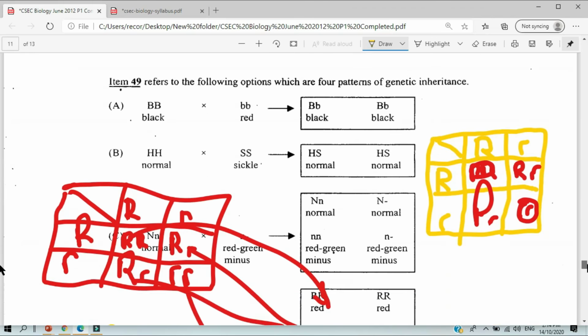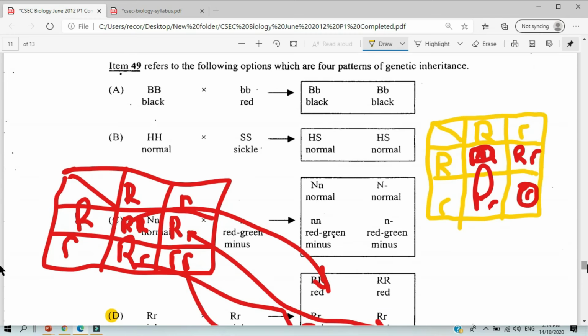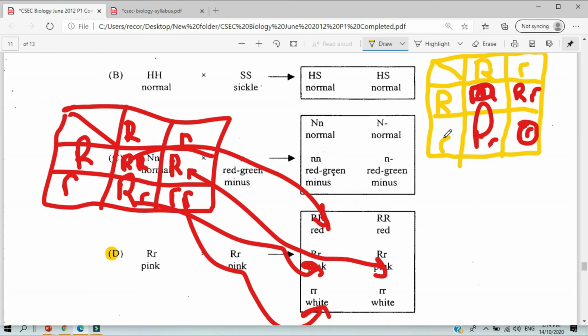49, we go up into genetics, and I did some crossing on this paper here based on what I thought the answer was. So 49 refers to the following options, which are four patterns of genetic inheritance. Now here I have the Punnett square being drawn. I draw both sides, but here I put it in and try to map it pretty nicely. Now we think that the answer is D.